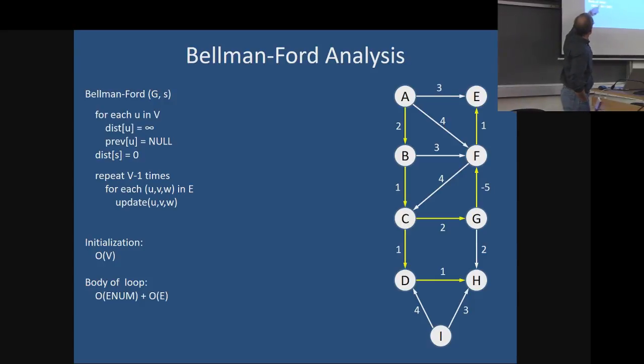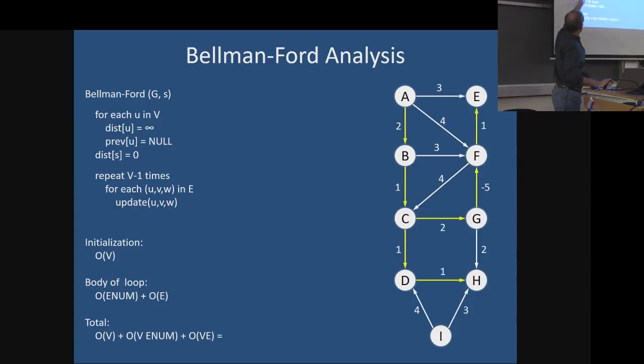Do we just add them together? O of V plus O of U plus O of E? What's missing? The repeat of V times. We really need to multiply this cost by v minus 1, or we're doing big O, so we just multiply by v. So there's our total: O of v plus O of v times the cost of enumerating plus O of v times the cost of updating each edge.